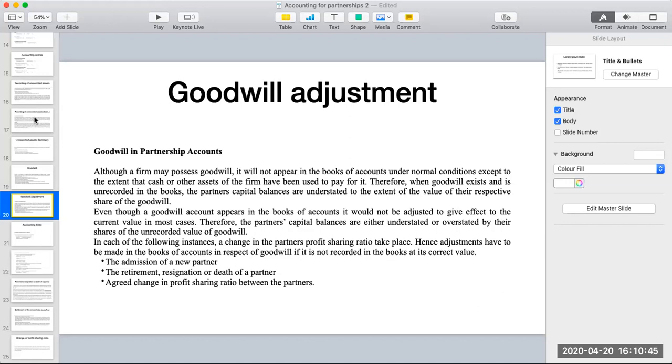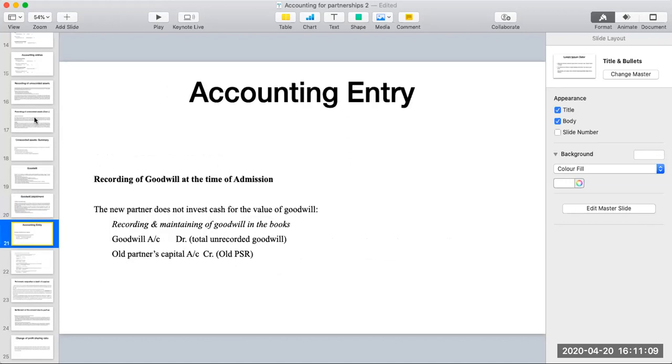How are these recorded? As we discussed, according to the profit sharing ratio, this has to be recorded at the time of admitting a new partner, at the time of retirement, resignation, or death of a partner, and at any time where the profit sharing ratio is going to change. Right. What is the accounting entry for recording goodwill?